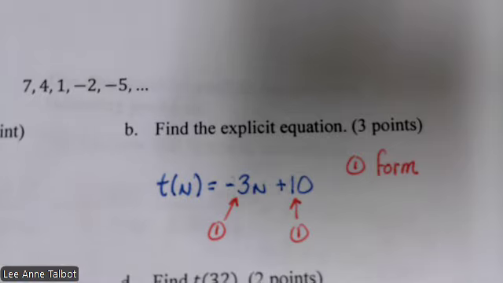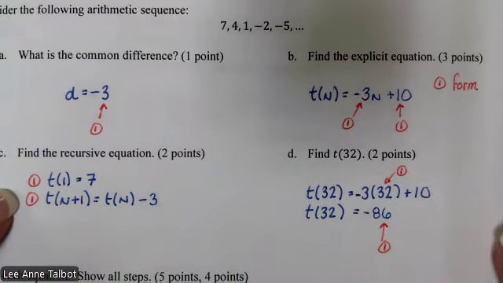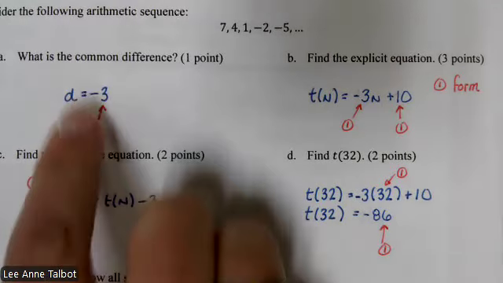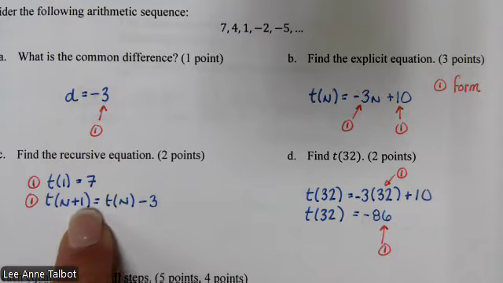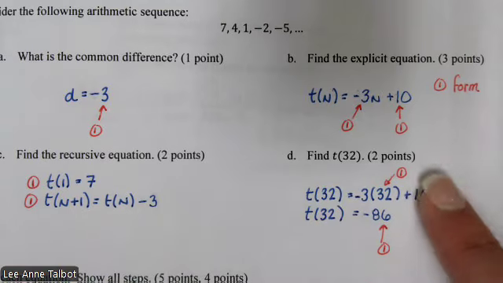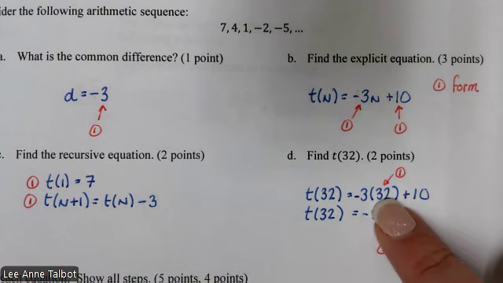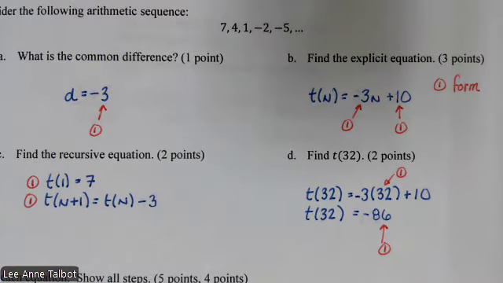Although, by the way, you're also getting an insight as to how I grade these. This is exactly how I grade them. Okay, for C, it's 1 point for the first step and 1 point for the second step. First step being T1 equals 7. Second step being T of n plus 1 equals T of n minus 3. And on D, it's 2 points, 1 for plugging in the 32 and 1 for the final answer of -86.